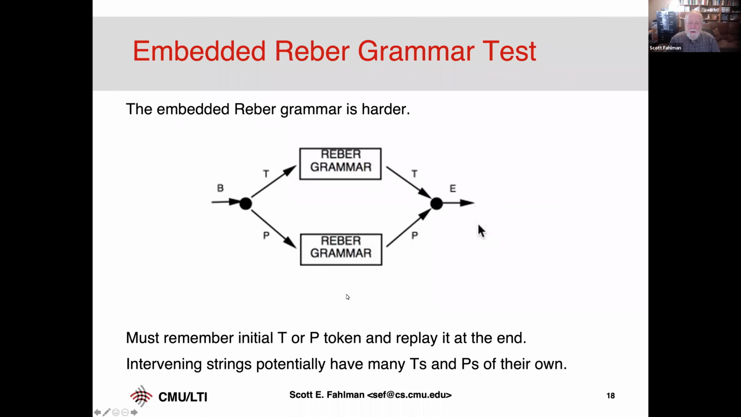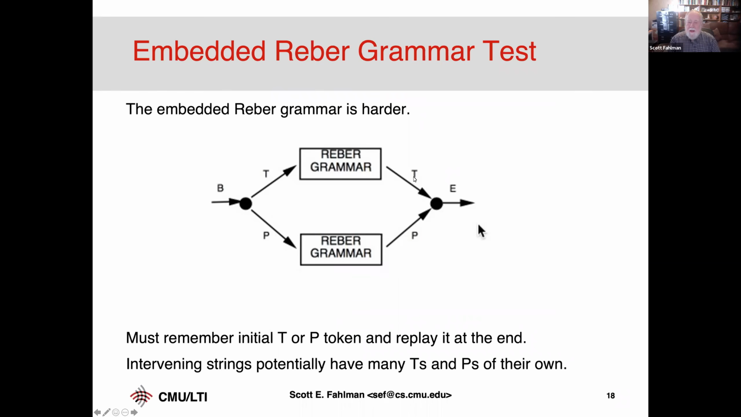And a much harder problem that people had begun to grapple with was the embedded Reber grammar. The strings here start with a B, as before, and then it's either a T or a P. And then there's the string generated by this whole embedded grammar, which may contain P's and T's, by the way. And then when this grammar exits, what it does is emit whatever token it saw before, and then the end token.